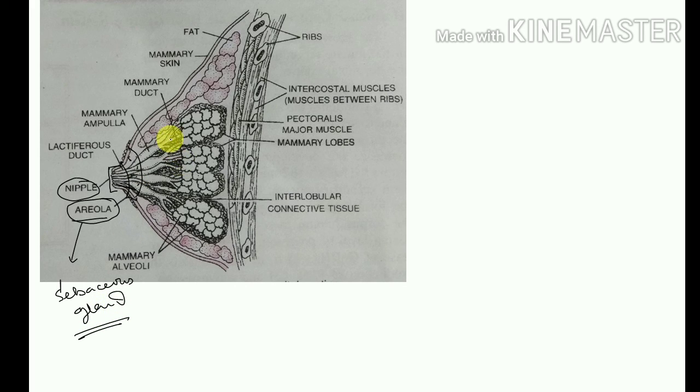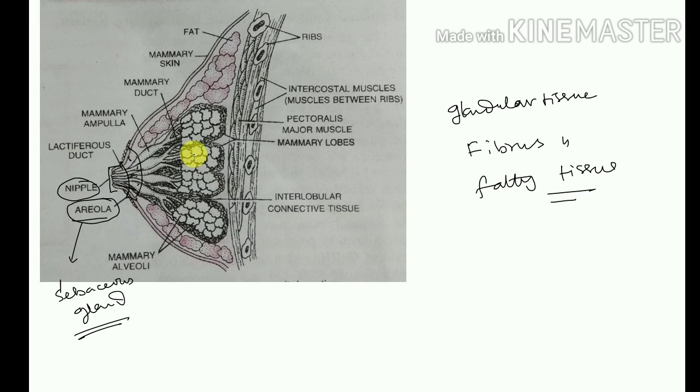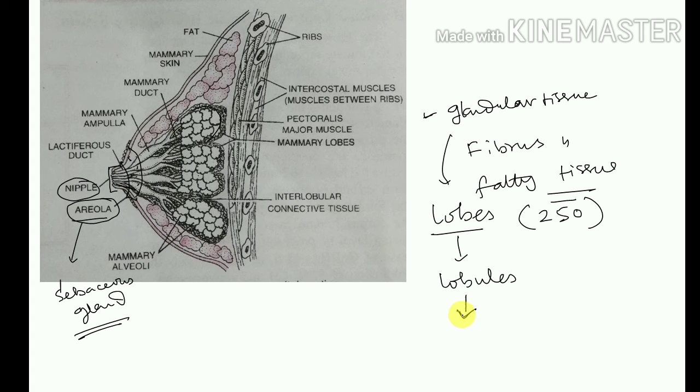Internally, in the mammary gland there are three types of tissue. One is glandular tissue, second is fibrous tissue, and third is fatty tissue. In the glandular tissue there are lots of lobes. In each mammary gland there are approximately 250 lobes, and in each lobe there are a number of lobules, and inside these lobules there are grape-like alveoli. This is the alveoli.